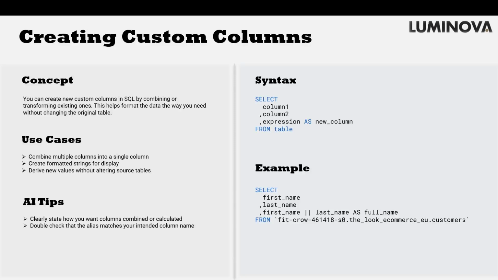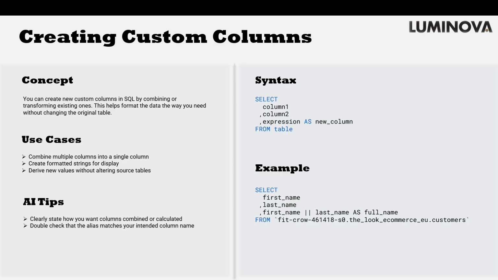In this lesson, we are going to learn about creating custom columns in SQL. The concept is simple. You can create new columns in your query by combining or transforming existing ones. This helps format the data in exactly the way you need, without changing the original table. The underlying source remains the same, but the results display with your custom logic applied.